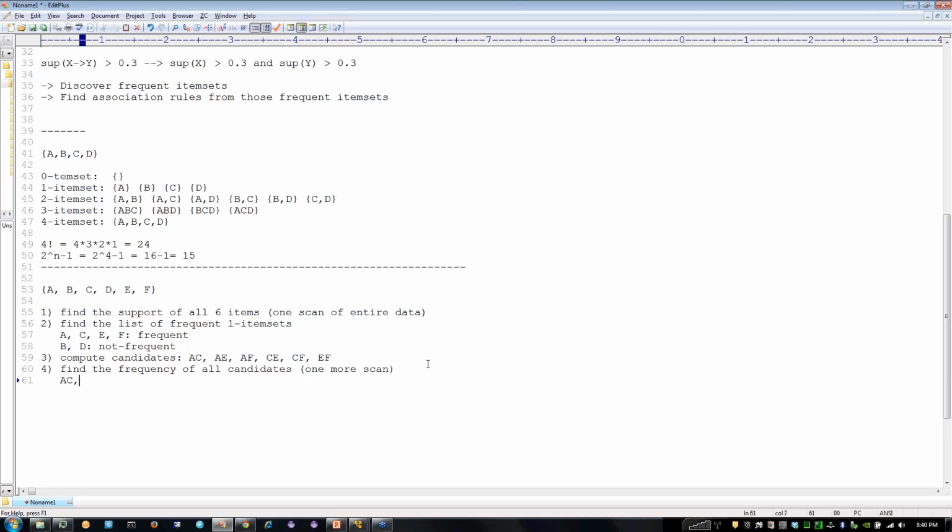So let's say for the purpose of example, AC, AE and CE are frequent. But however, AF, what are the remaining? CF and EF are not frequent. Okay? That I can do after my second scan. Now, the next step is obviously I have to compute the 3 item set candidates. Okay? So what would be the candidate subset I need to evaluate here?